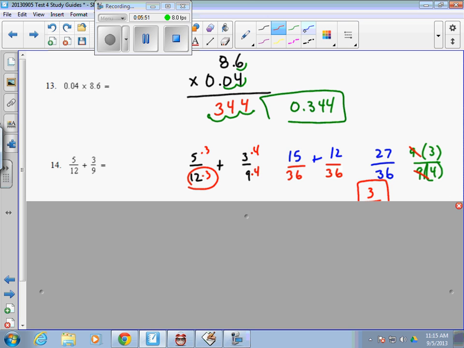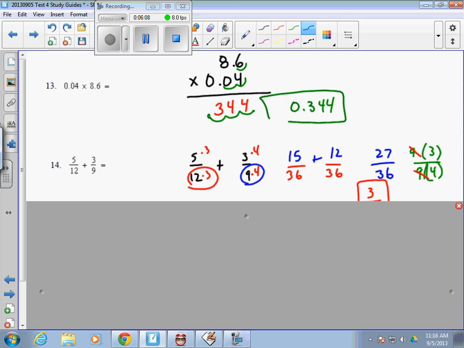Do the same thing. What do I have to multiply 9 by to get 36? The answer is 4. So multiply the top by the same 4. 3 times 4 is 12. Now we have a common denominator, 36. Add straight across: 15 plus 12, and you get 27. So you have 27 over 36.